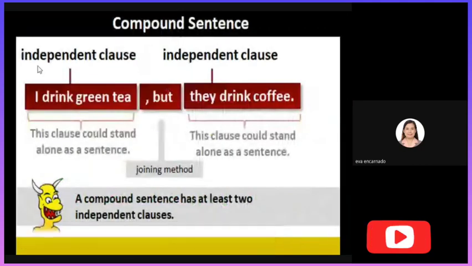Example, my first independent clause here is I drink green tea. I put a comma and then I write my coordinating conjunction but and then I will write another independent clause. They drink coffee. I drink green tea but they drink coffee. Okay? That is an example of a compound sentence.